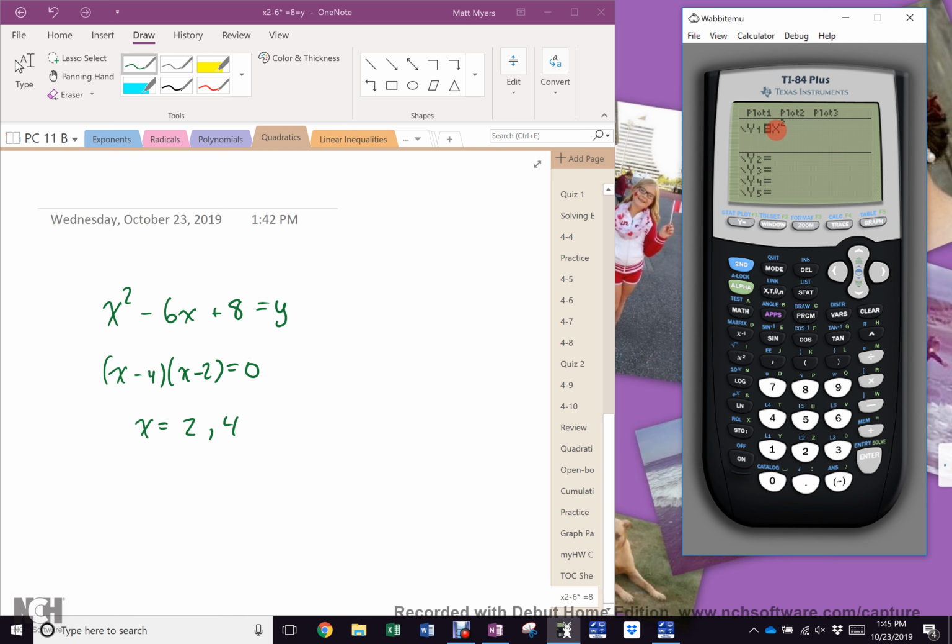The next thing is minus 6. Do not hit the negative button. Hit the minus button. Minus 6 and then x. Yeah? And then plus 8. Does everybody have that there? Excellent. Now hit graph. And you have a beautiful parabola. Is everybody cool?